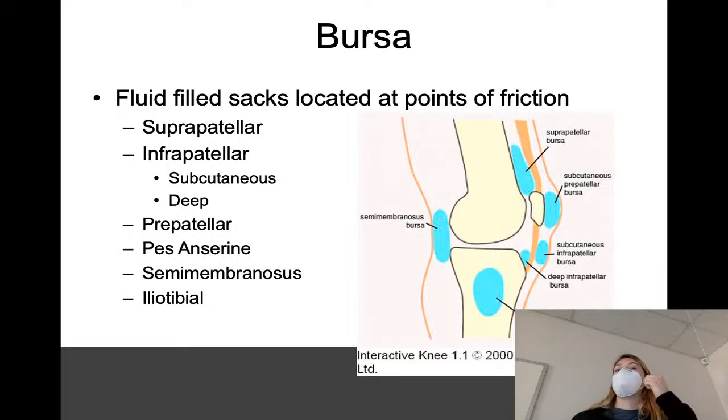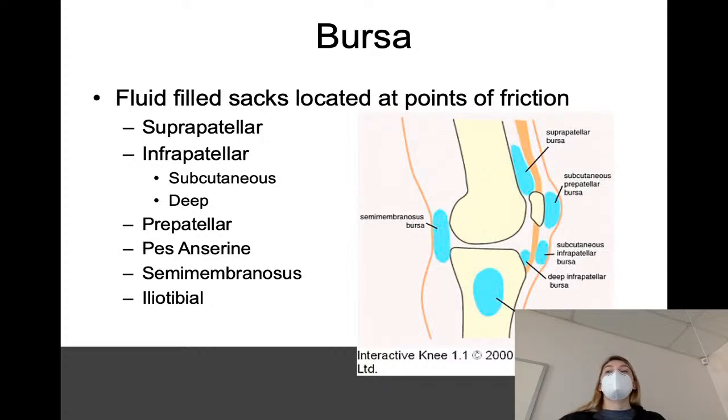Okay, our bursa. You don't need to know all of these. You won't be tested on all of them. But basically, you should know bursa are fluid-filled sacs that are located at all points of friction. They start out basically deflated, and they go in areas of friction, so between bone and muscle, between bone and skin.